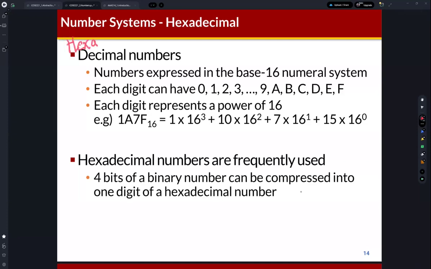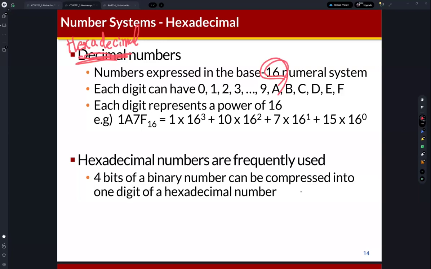Actually, it's hexadecimal. So now, let's learn about the hexadecimal number. What is the hexadecimal number? The hexadecimal number means that the base is 16. So until now, we learned about the decimal number system, where the base is 10, and the binary number system, where the base is 2, and now we will learn about the hexadecimal number system, where the base is 16.